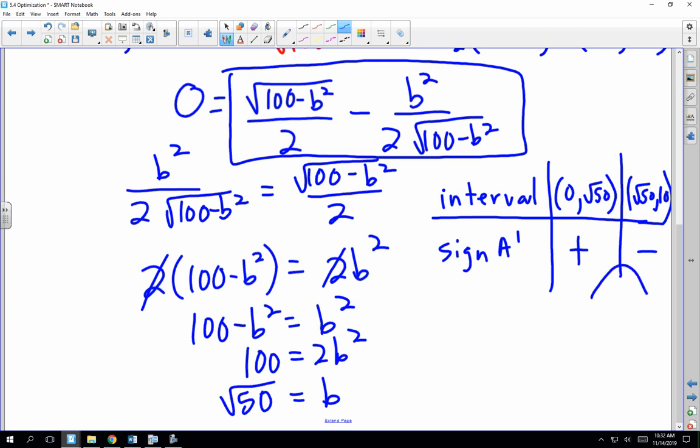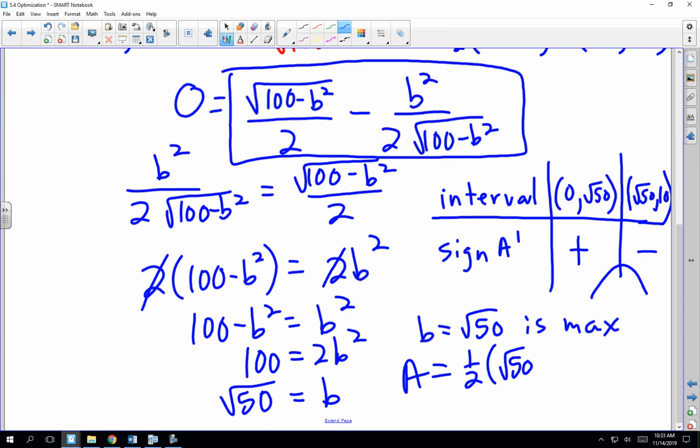I promise. It's predictable because there's only one critical point. But they will ask you to justify. This is the justification. It goes from positive to negative there. So b equals root 50 is max, and the area is equal to basically 1/2 root 50 times square root of 100 minus b squared.